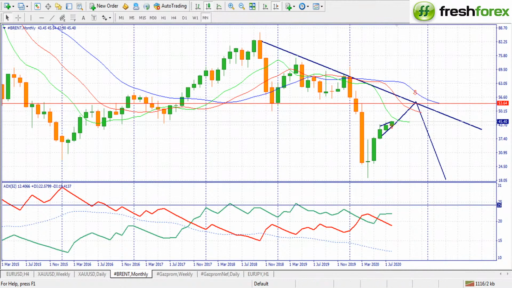So if you're on Brent oil now and you're looking forward to having a good trade on it, you should be looking for buy positions. Based on the monthly chart, we are upwards. If we check the weekly chart, we are still upwards, and if we check the daily chart, we are still upwards. This means just one thing, that somehow oil is recovering.